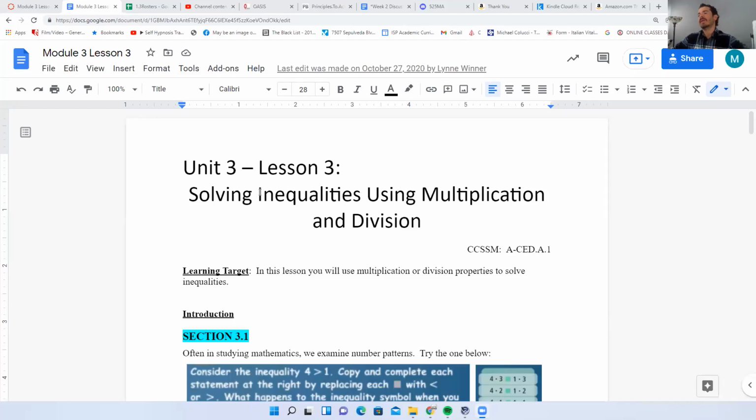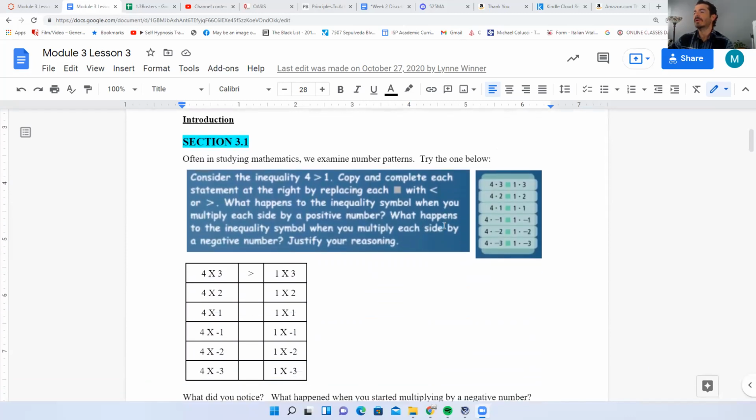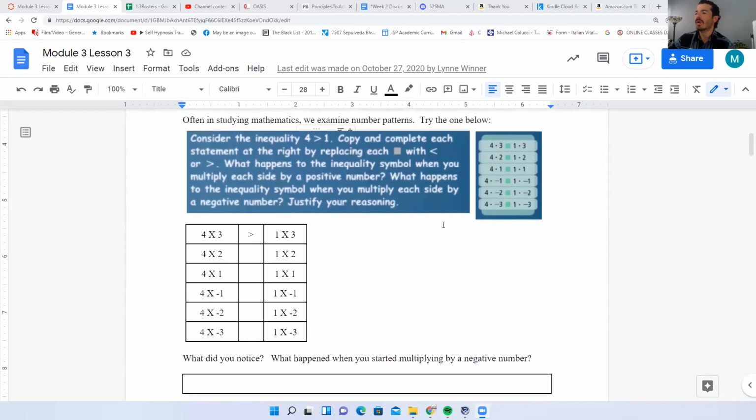Unit 3, lesson 3, solving inequalities using multiplication and division. State standard: in this lesson, you will use multiplication or division properties to solve inequalities. Okay. So often in studying mathematics, we examine number patterns. So they are considering the inequality 4 is greater than 1, which is true.